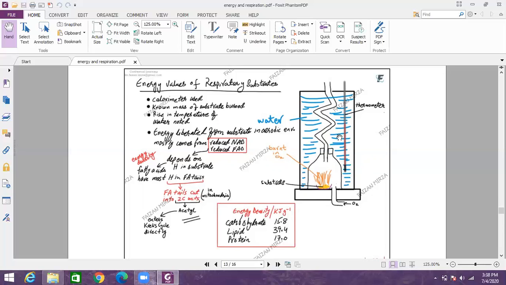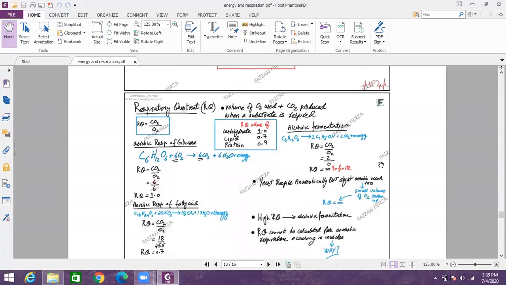You note down the initial temperature using a thermometer, and you ignite and burn this substrate. For example, if this was 1 gram of carbohydrate, you burn it. When you burn it, it turns into carbon dioxide, water, and energy. Carbon dioxide and water go out through the exhaust, and energy is transferred to the surrounding water, which causes the temperature of the water to be raised. This rise in temperature is calculated, and using the formula Q = mcΔT, the energy density can be calculated for a particular respiratory substrate.